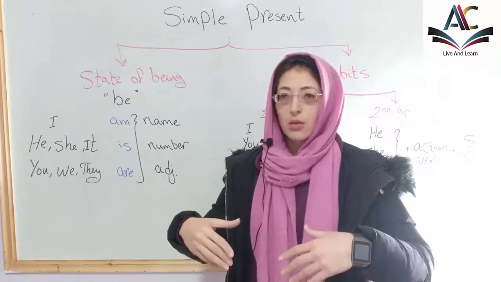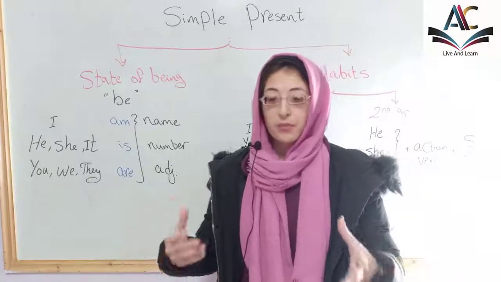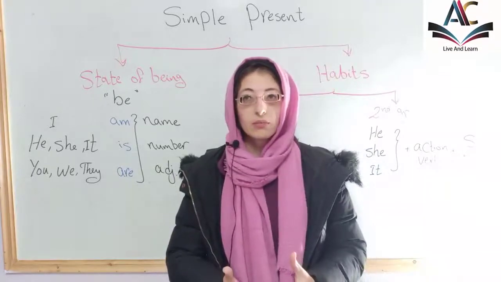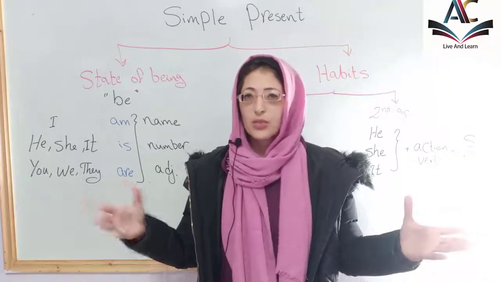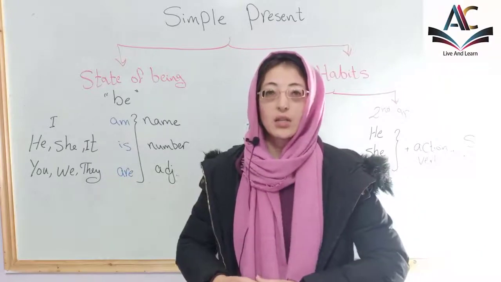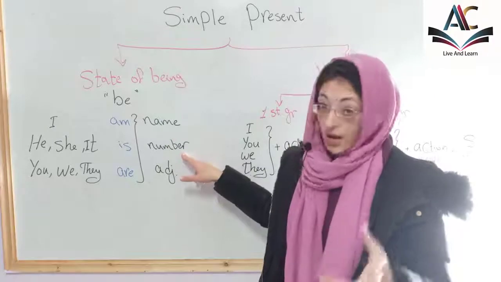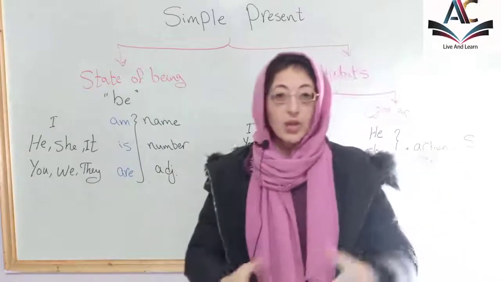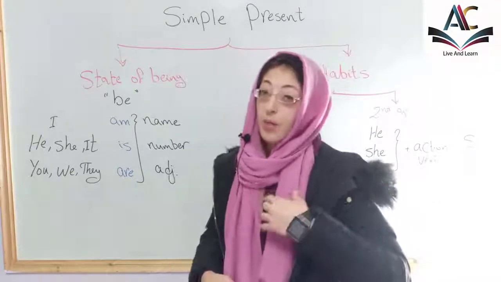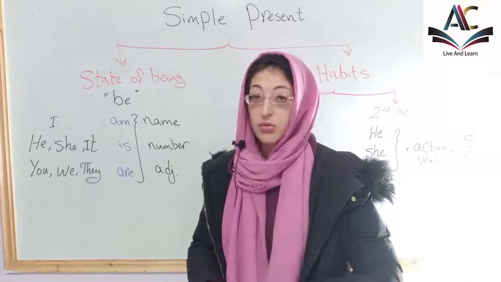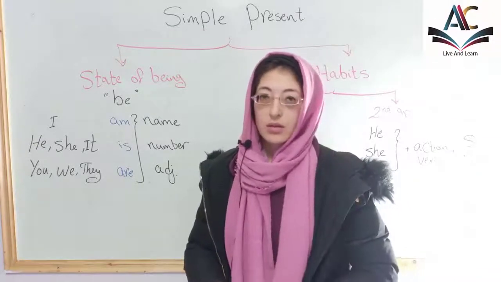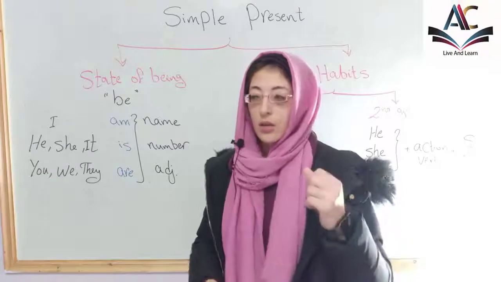So what comes after verb be? Can we use another verb? Of course not. You're only allowed to use a name or a number or an adjective. Like I can say, I am Hoida, but usually we say, I'm Hoida. I'm Hoida. Okay?